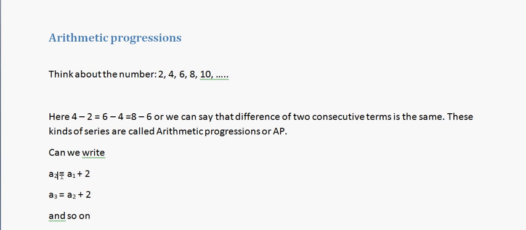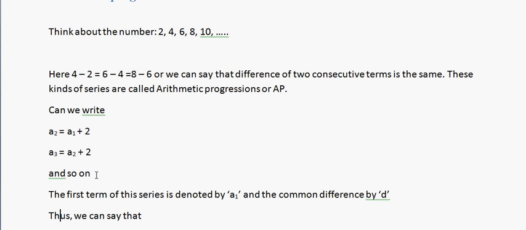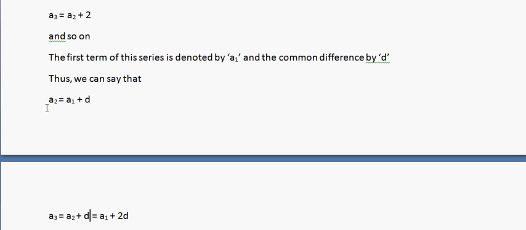So what we can see is A2, which is the second term, is A1 plus 2. A3 is A2 plus 2 and so on, right? The first term is usually denoted by A1 and the common difference by D, right? So here D is equal to 2. Thus we can say that A2 is equal to A1 plus D, right? A3 is equal to A2 plus D, or it can be equal to A1 plus 2D, right?